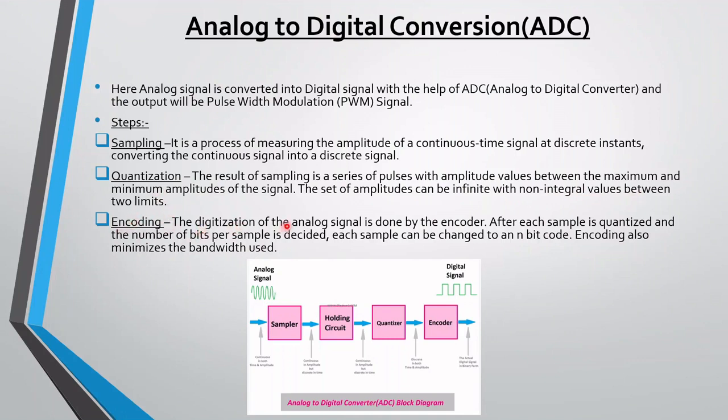Encoding. The digitalization of the analog signal is done by the encoder. After each sample is quantized and the number of bits per sample is decided, each sample can be changed to an n-bit code. Encoding also minimizes the bandwidth used.